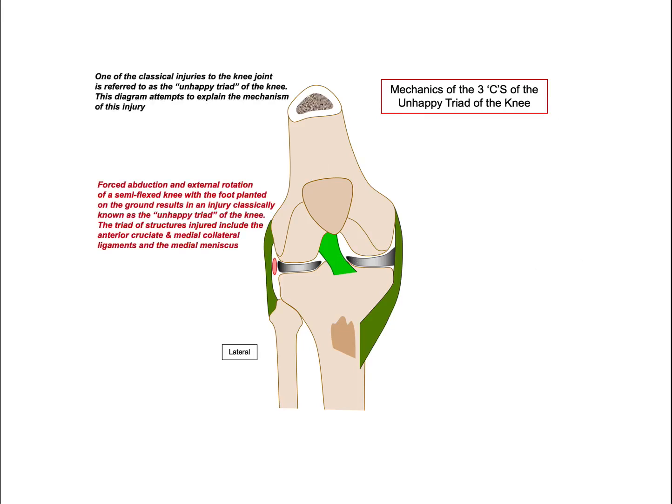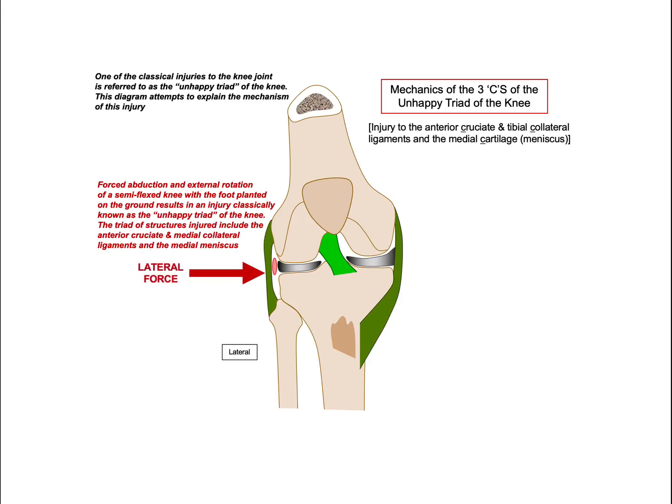Just consider that situation. Forced abduction and external rotation of the semiflexed knee with the foot planted on the ground results in an injury classically known as the unhappy triad of the knee. The triad of structures injured includes the anterior cruciate ligament, the medial collateral ligament, and the medial meniscus. Collectively, this is the term used: unhappy triad. Now what happens?